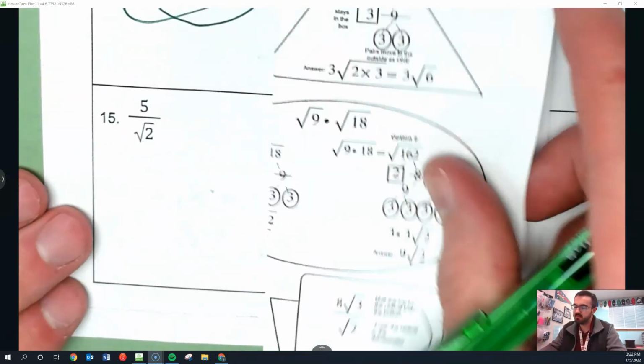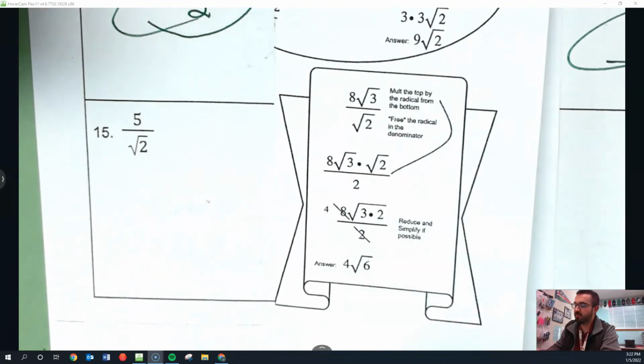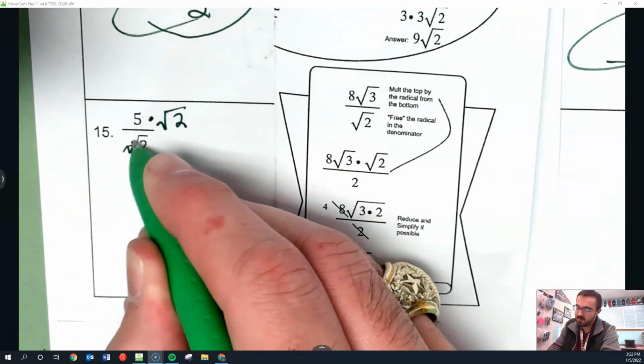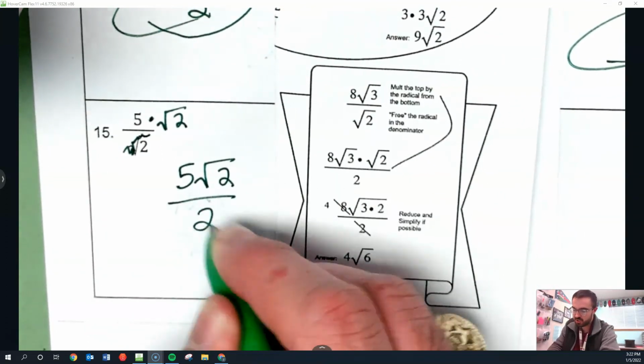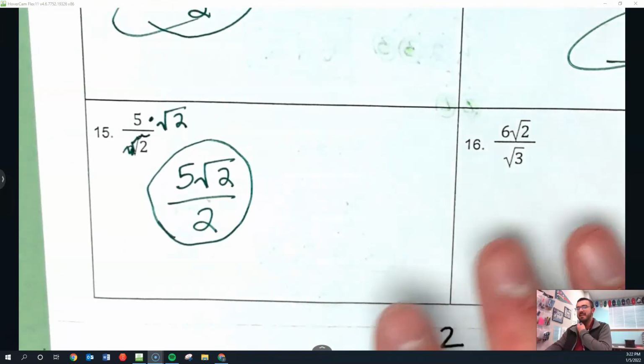All right, what about 15? Same exact steps. I'm going to multiply the top by the radical from the bottom. So I'm going to multiply 5 times square root of 2, and get rid of the radical. So I'm going to be left with 5 root 2 over 2. Boom. All right, you kind of get the idea now.